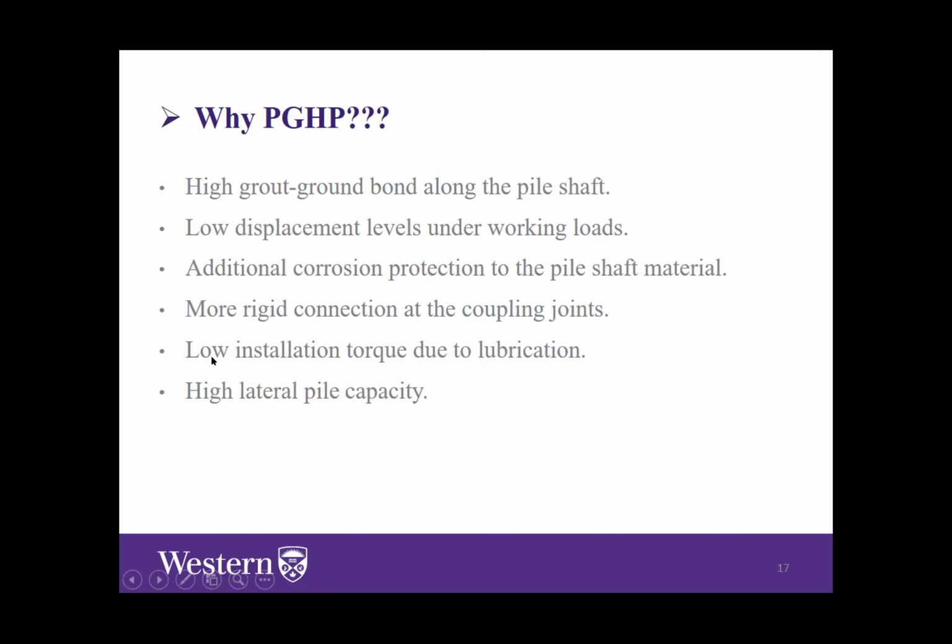The injected grout provides a kind of lubrication to the helix. During the installation of the helical pile, the helix faces some rotational resistance from the surrounding soil. By injecting this grout, it acts as a lubrication, which will decrease the friction between the pile helix and the surrounding soil, which will reduce the required installation torque.